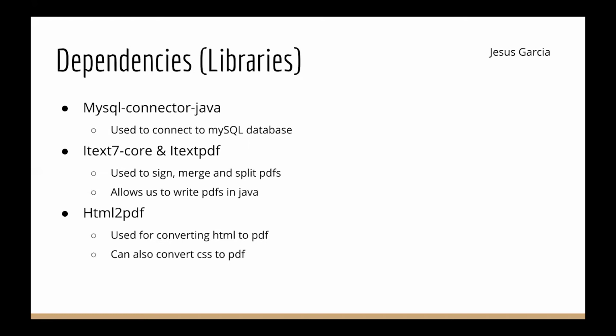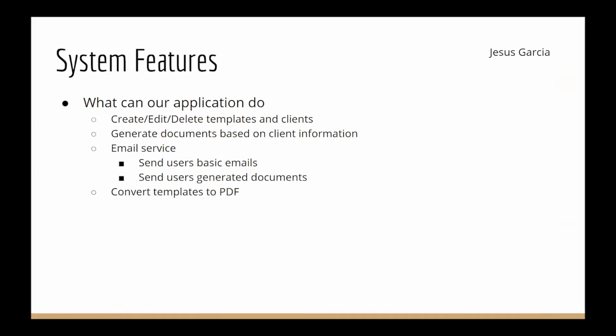So system features is what our application can do. It can create, edit, and delete templates and clients straight from the UI. And we can generate documents based on client information. It also has the email service, which sends users basic emails, as well as sends users the generated documents. And it also converts the templates to PDF format.